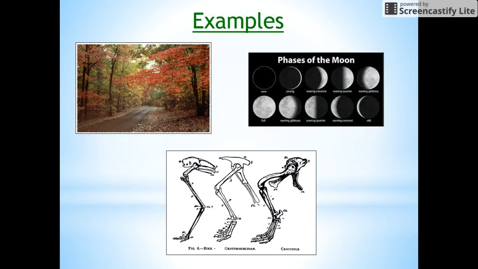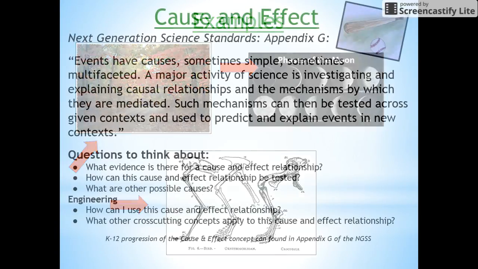Here are several examples of patterns. The first one here is, there are patterns that tell us the seasons are changing. Phases of the moon follow a predictable pattern. Patterns in bones can help tell which animals are related to one another.